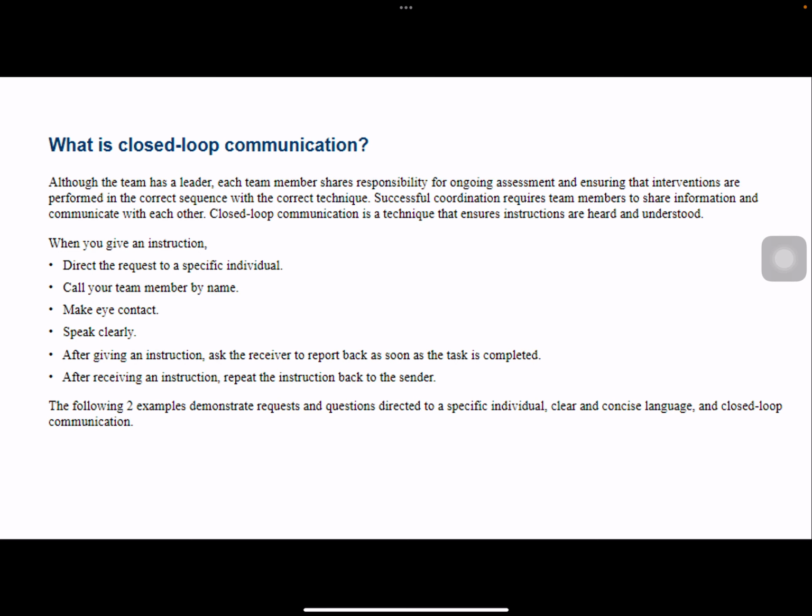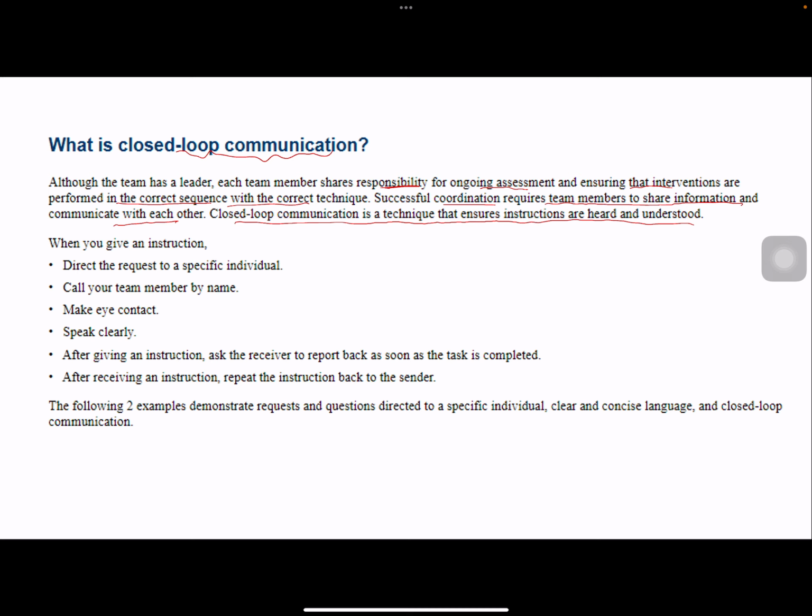All right. So I mentioned something called closed loop communication. So I need to clarify what closed loop communication is. Although a team has a leader, each team member shares responsibility for ongoing assessment, ensuring the interventions are performed in the correct sequence with the correct technique. Successful coordination requires team members to share information and communicate with each other. So closed loop communication is a technique used to ensure that instructions are heard and understood.